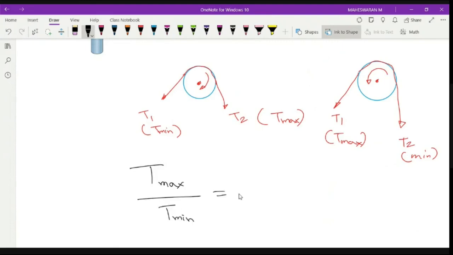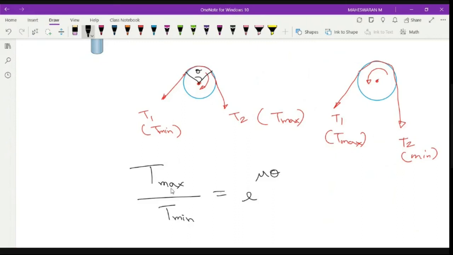T max by T min is equal to e power mu theta, where mu is the coefficient of friction and theta is the angle of contact. This is the angle over which the belt and pulley are connected. That angle is theta, but it has to be in radians. You have to substitute in radians, not in degrees.